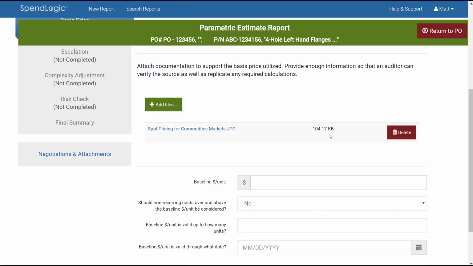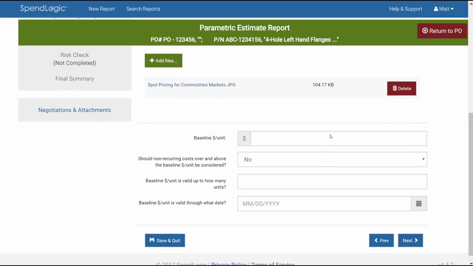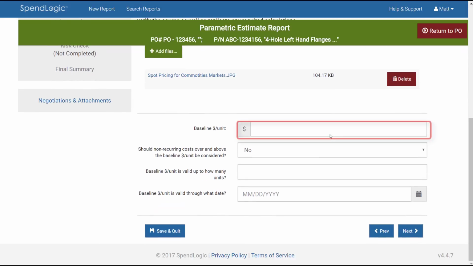Towards the bottom of the page, SpendLogic asks some questions about the baseline pricing that is being described above. In the dollars per unit box, input the price your source data recommends. For example, if you used commodity spot pricing and the market price is $35 a pound, you would enter $35.